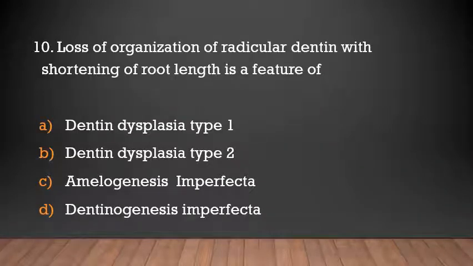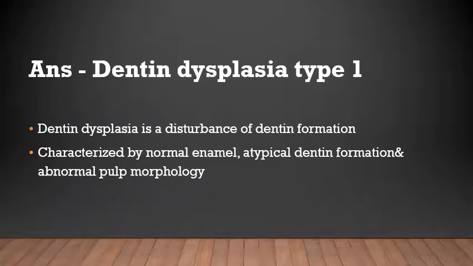Loss of organization of radicular dentin with shortening of root length is a feature of: dentin dysplasia type 1, dentin dysplasia type 2, amelogenesis imperfecta, dentinogenesis imperfecta? Dentin dysplasia type 1. Dentin dysplasia is a disturbance of dentin formation. It is characterized by normal enamel, atypical dentin formation, and abnormal pulp morphology.